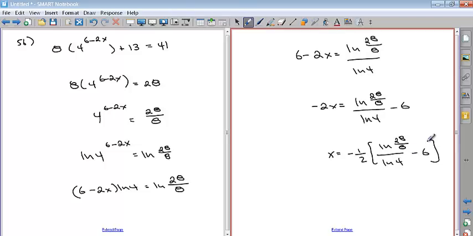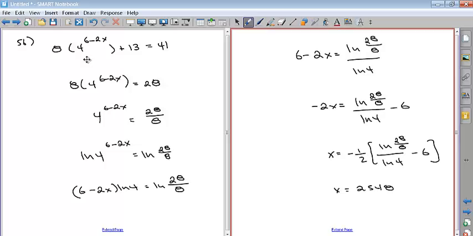So we should be able to do that in our calculator. Minus 1 divided by 2, so that's minus 1/2, times left parenthesis, natural log of 28 divided by 8, right parenthesis, divided by the natural log of 4, right parenthesis, minus 6, right parenthesis. And so I get x is equal to 2.548.